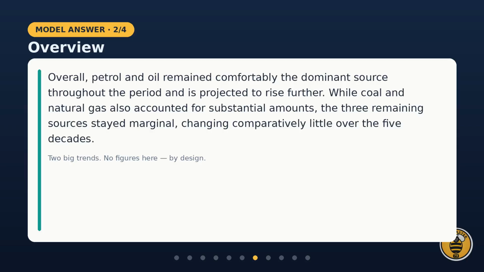The overview. Overall, petrol and oil remained comfortably the dominant source throughout the period and is projected to rise further. While coal and natural gas also accounted for substantial amounts, the 3 remaining sources stayed marginal, changing comparatively little over the 5 decades. Remember, the overview carries no numbers.